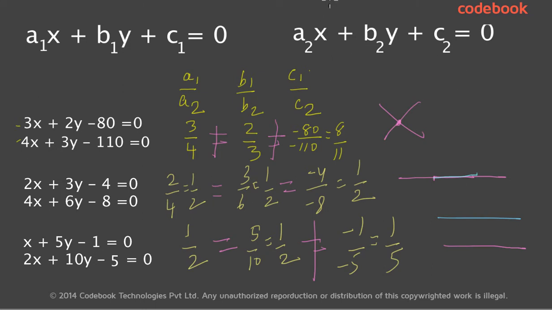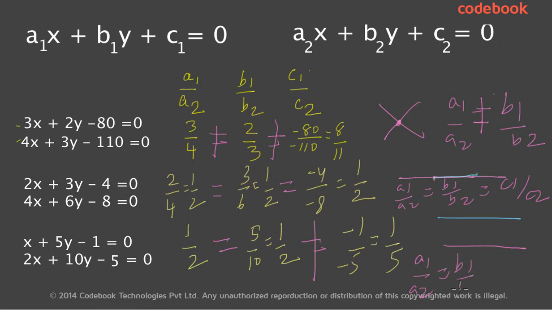So as we have seen here, the relationships are a1 by a2 is not equal to b1 by b2. In the second scenario, we have a1 by a2 is equal to b1 by b2 is equal to c1 by c2. The last scenario, we have a1 by a2 is equal to b1 by b2 and not equal to c1 by c2. So these are the relationships of the coefficients which will help us determine whether two linear equations with two variables have unique solution, infinite solutions, or no solution.